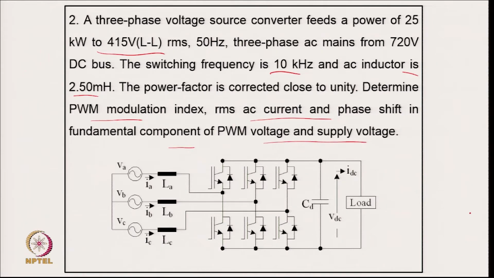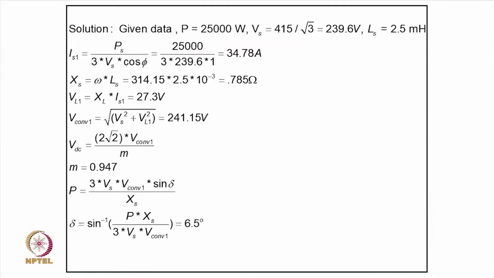So, this is the typical circuit of a voltage source converter with bidirectional power flow. The input inductor is there and an output capacitor, and you can call it a boost converter. So, coming to the solution, we have power given as 25 kilowatt, 25,000, voltage RMS is 415 volt line to line, and inductance is 2.5 millihenry. So, we can calculate the fundamental current drawn from the supply at unity power factor.